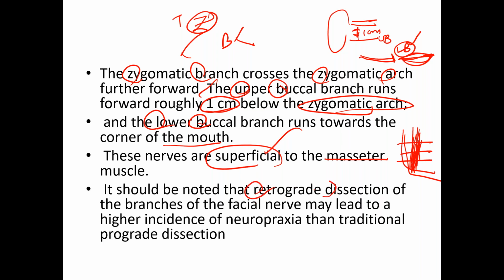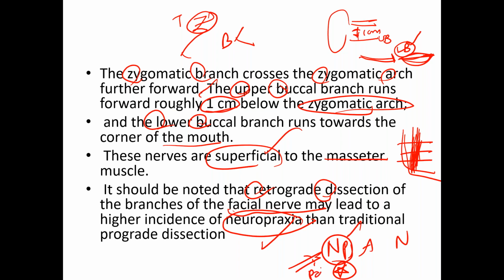Retrograde dissection of the facial nerve may lead to a higher incidence of neuropraxia than traditional dissection. There are 3 types of damage to the facial nerve: neuropraxia, axonotmesis, neurotmesis. Neuropraxia is a pressure-related palsy. When you go from destination to source, that is, when you do retrograde dissection, there will be a lot of neuropraxia and palsy.